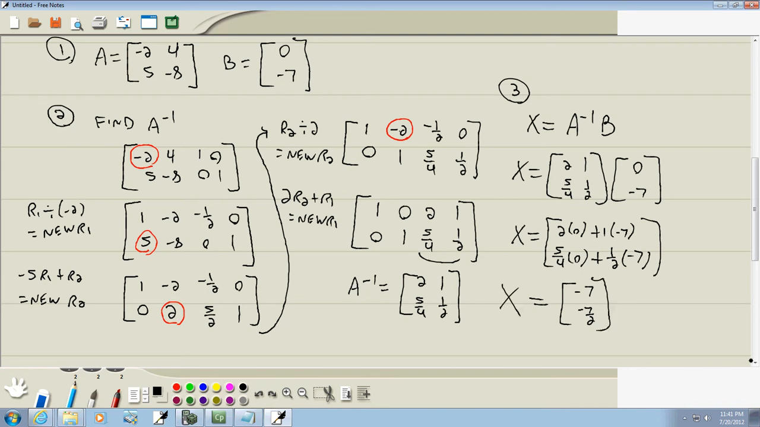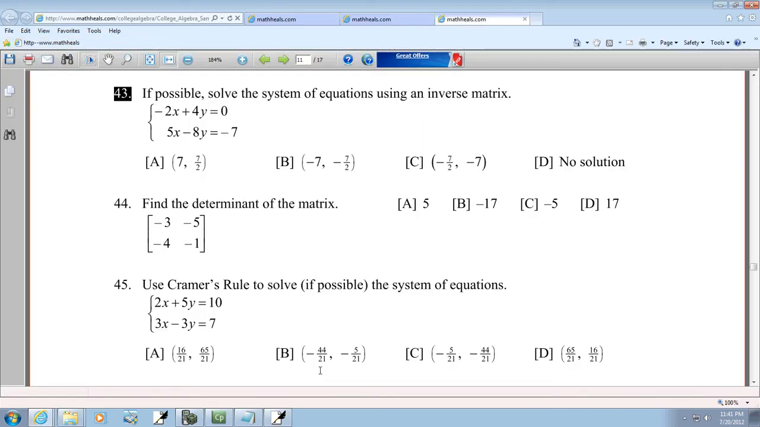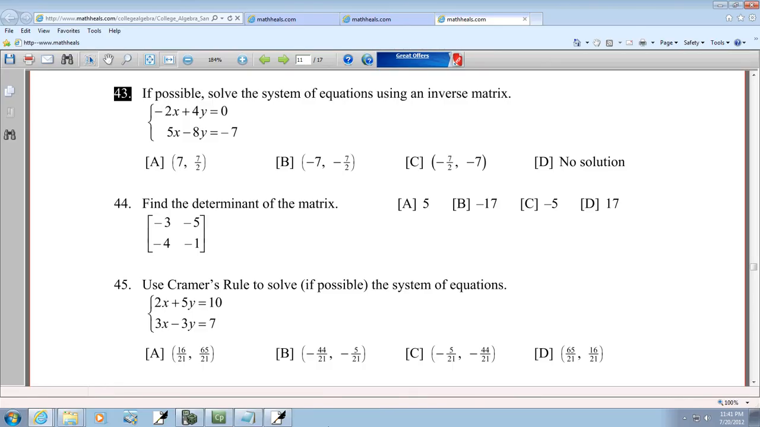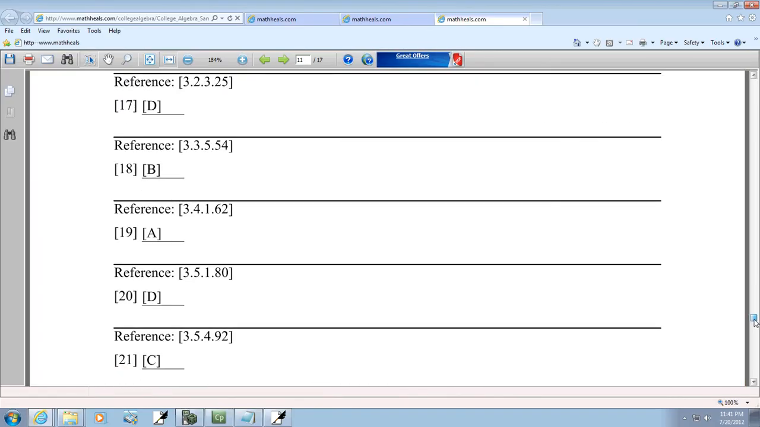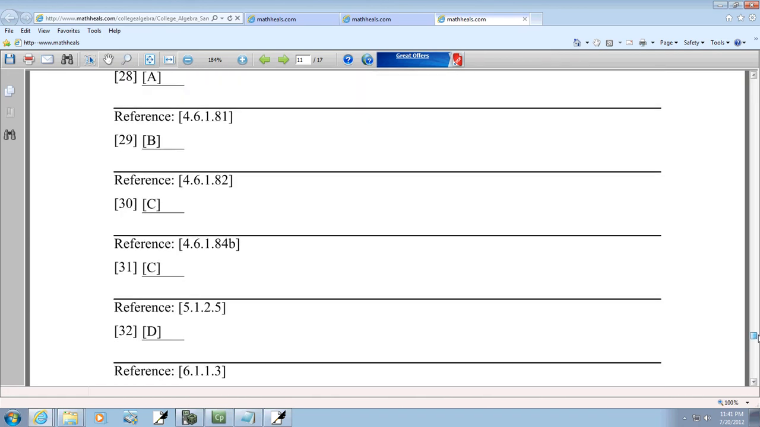Which gives us -7 and -7/2. And this is not our variable x, that's our variable matrix. So this would be x and this would be y. So we'd have -7 and -7/2. B as in Bill, I guess. I don't remember what I said before. Let me go look. 43B. 43B. And that's our answer.